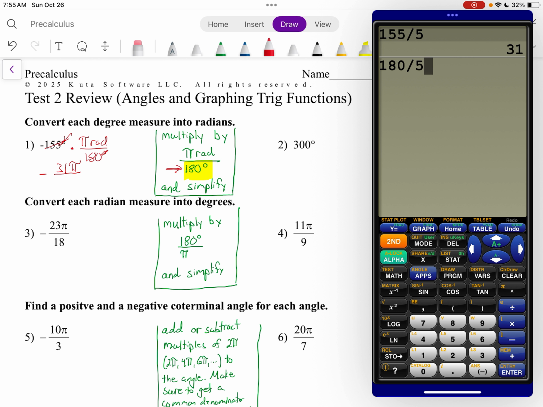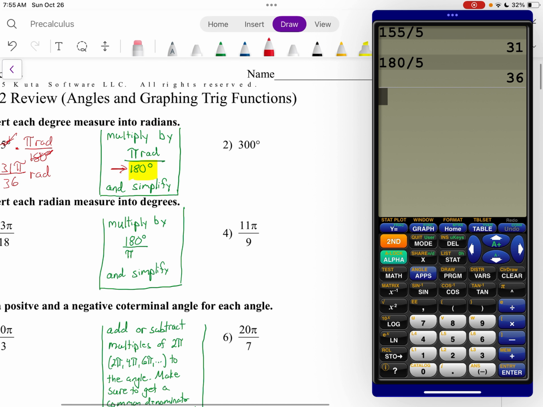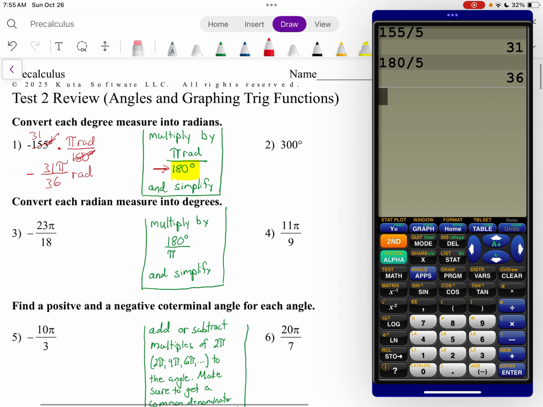Maybe I should be writing it here. So 31 goes into this. 180 divided by 5 is 36. And there is our answer. This is in radians, although radians is what's called a dimensionless unit, so we don't actually have to write it. Number 2 is going to be similar. We're not going to do that. I'm going to leave that for you.